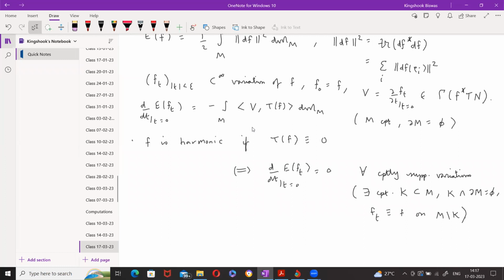For the variation to be fine, for the energy to be finite, you would need compactness in general, right? This integral may not converge. Integral norm df squared, in general, it may not converge, right? So for that, you need M to be compact. That's all.